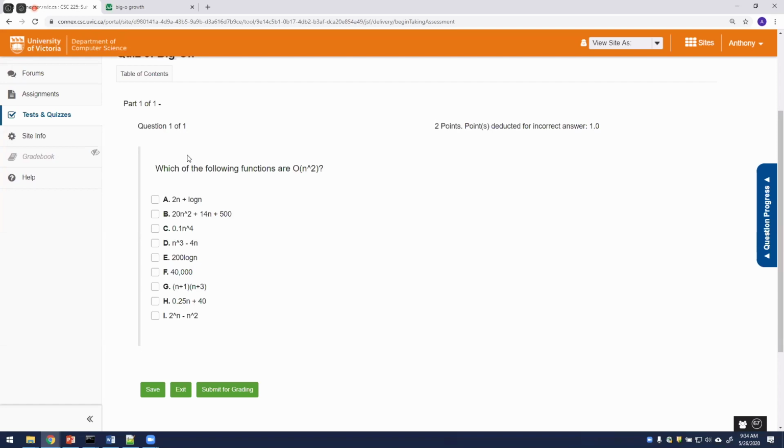What I'll probably require you to do in assignments and maybe future quizzes is just make sure that you provide the c and the n naught that actually works. So you know that if you multiply n squared by 10,025, from this point and beyond, it's going to be underneath that curve.